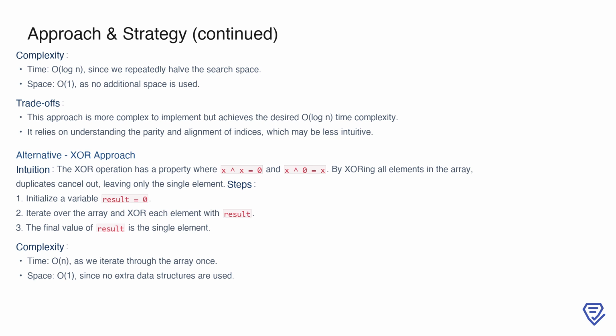Another alternative worth considering is the XOR approach, which uses the properties of the XOR operation, where a number XORed with itself results in 0. By XORing all elements in the array, the duplicates cancel out, leaving only the single element. This method is simple to implement, requiring just one pass through the array in constant space. However, its time complexity is O(n), which doesn't meet the problem's requirement of O(log n). So while XOR is an elegant solution, it's not suitable in this case due to its linear complexity.